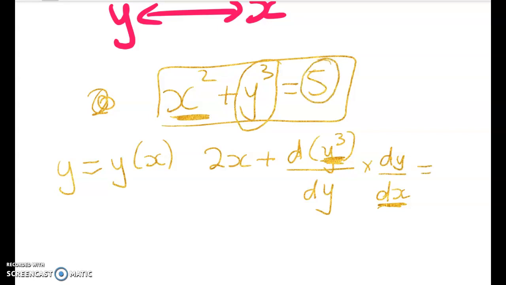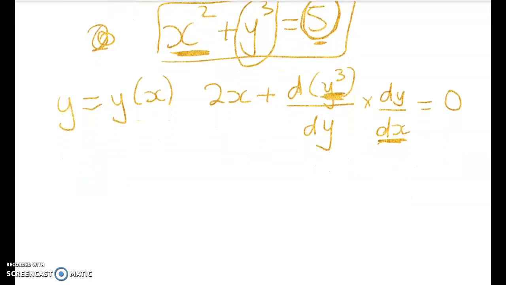Lastly, we say, well, what happens when I differentiate 5 with respect to x? This is a constant, so this will become 0. So we've just kind of done our first implicit differentiation thing. So cleaning that up, what do we get? Well, we get 2x plus 3y squared times dy by dx is equal to 0.